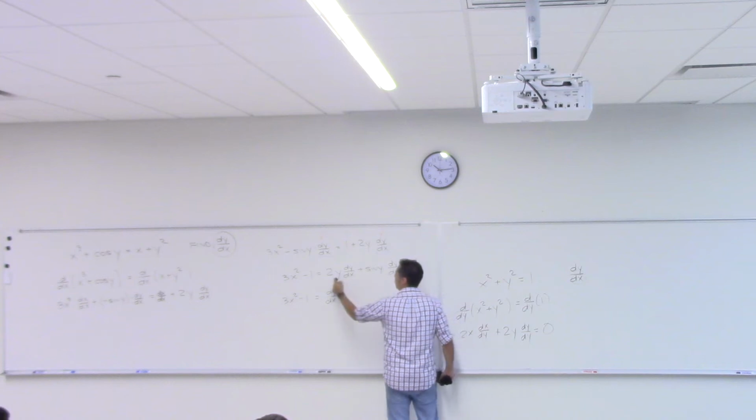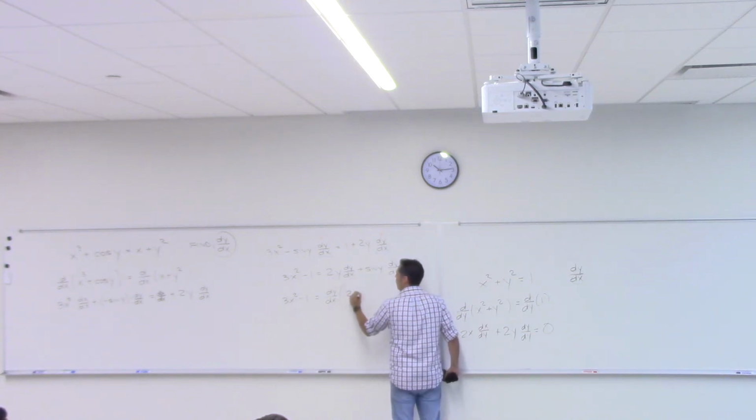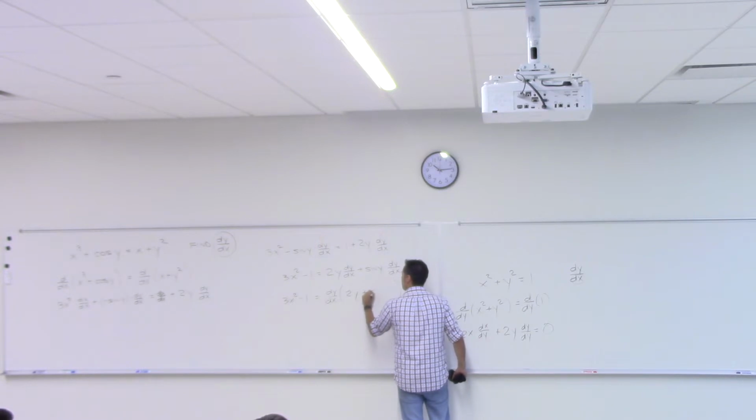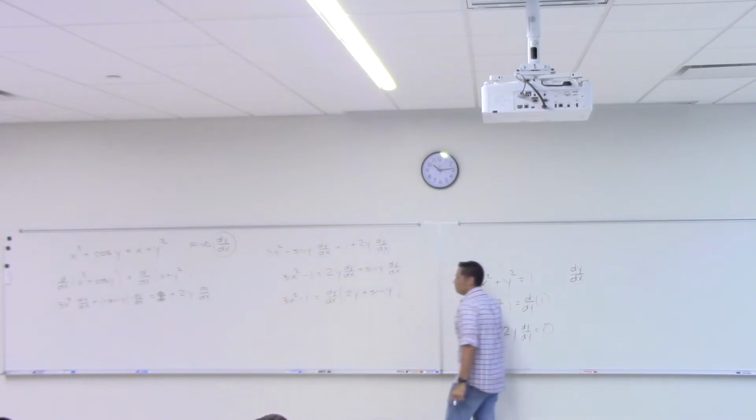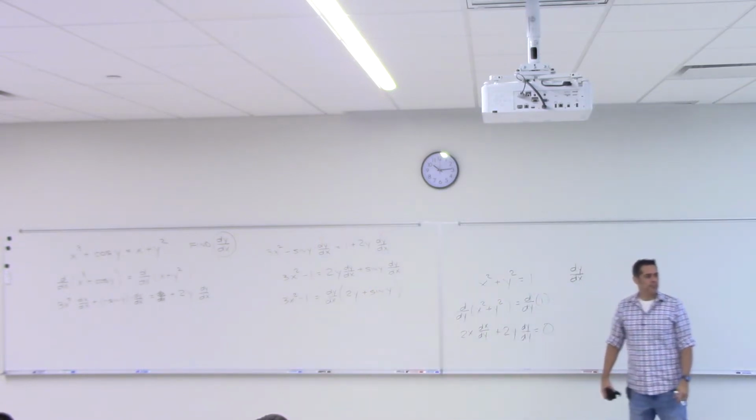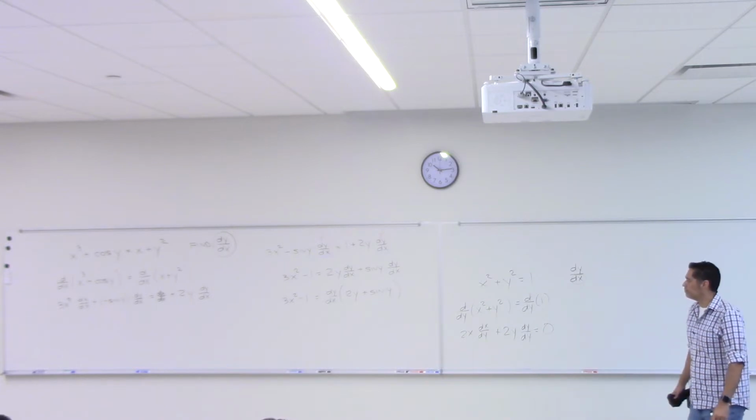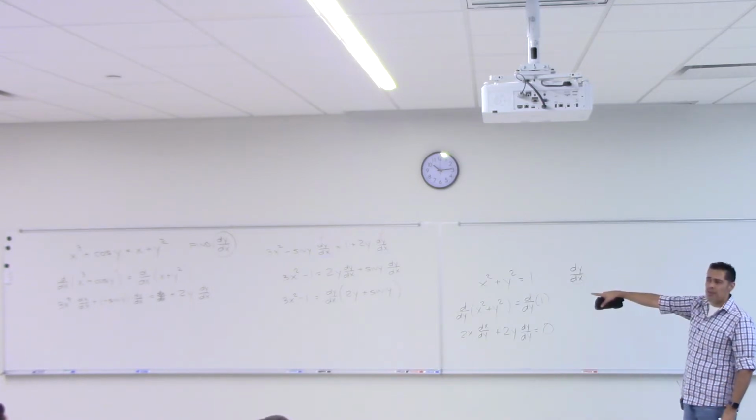Be left with, let's see, pull that out of there, we get a 2y. Pull that out of here, we get plus sine y. Still good? Final step. Divide both sides by what's in that parentheses.